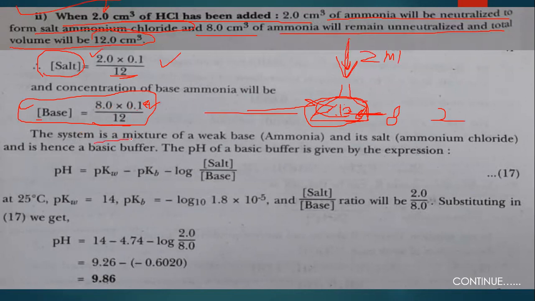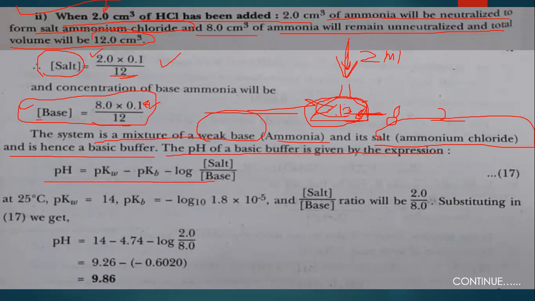Now the system is a mixture of what? Weak base, that is your ammonia, and a salt, that is ammonium chloride. Okay, so that will become buffer now. And to find out the pH of buffer, that is basic buffer, we have the formula pH is equal to pKw minus pKb minus log of concentration of salt upon concentration of base.